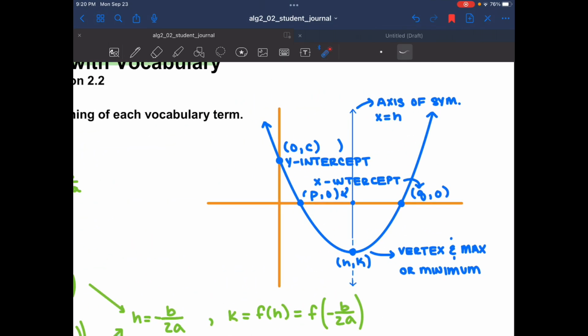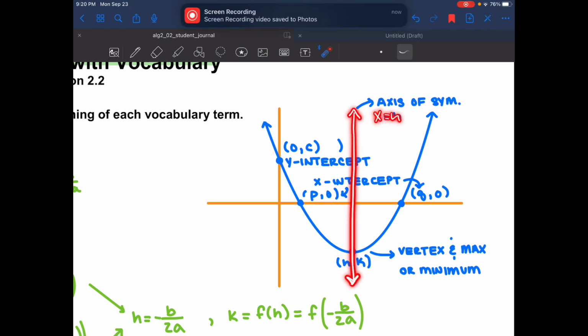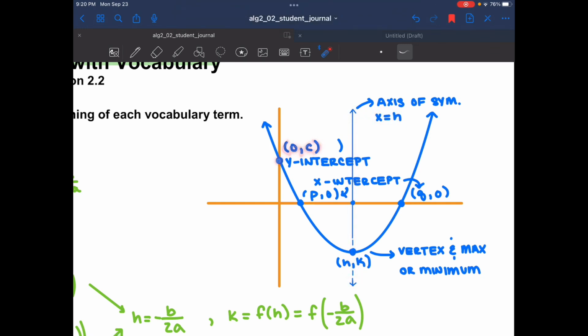But here's my graph of a parabola. This line here is what we call the axis of symmetry. We notice that it cuts through the vertex at h comma k, right? And x equals h describes this line. It's kind of like the equation for it, right? At 0 comma c, which we'll talk about where c comes from in just a minute, that is the y-intercept.